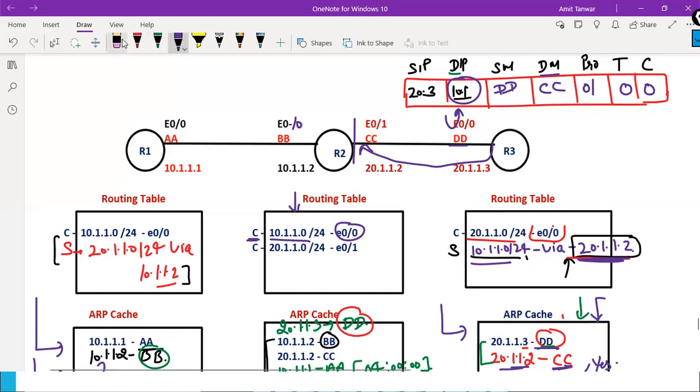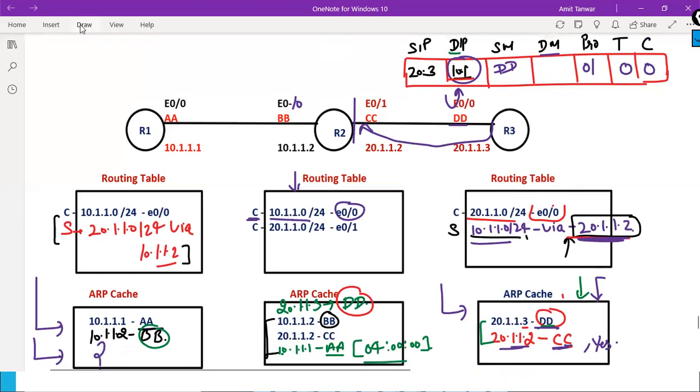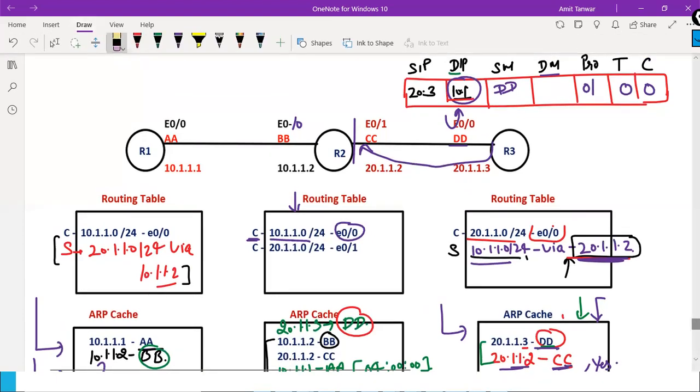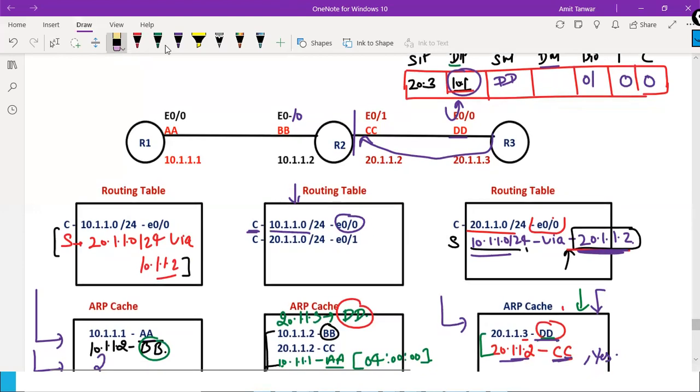But the destination MAC modification: it will change the destination MAC. It will check: what's the destination IP? 10.1.1.x. Do we have any entry for this MAC address? Yes, it's already there. So check here. Do we have any entry? Yes, 10.1.1.x is already there with MAC E here. Then it will mention the MAC.